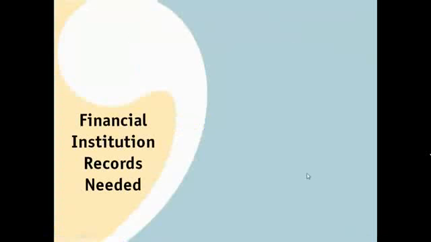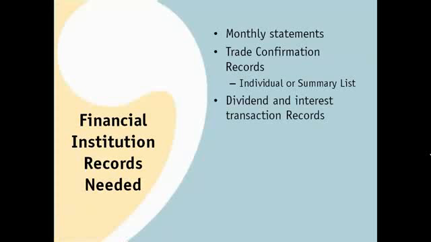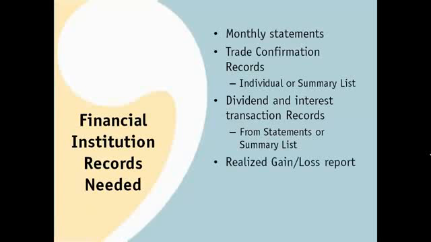The first part of doing your audit is gathering the information you're going to be comparing. You'll find a list of what you need in the audit packet. Things you'll need from your brokerage account are monthly statements and trade confirmation records. You might have individual trade confirmation records, or your broker might be able to provide you with a special report that's a list that summarizes all of them. You'll want dividend and interest transaction records. These you can find on your monthly statements, or again, you might be able to get a summary list from your broker, and I'll show you what that looks like in a few minutes.